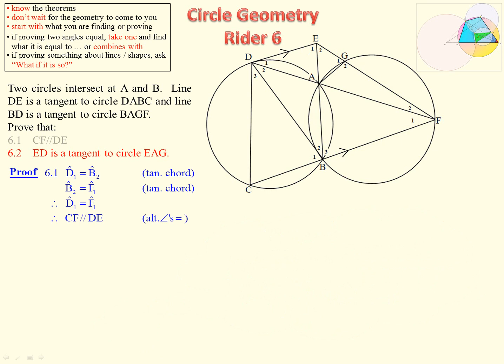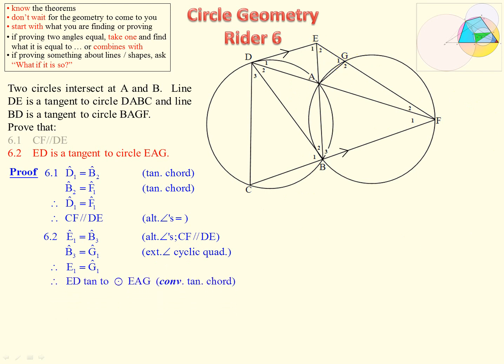Our proof, E1 equals B3, alternate angles, parallel lines. B3 equals G1, exterior angle, cyclic quad. Therefore E1 equals G1. And this is the converse of tan chord, so therefore ED is tangent to circle EAG, converse tan chord.